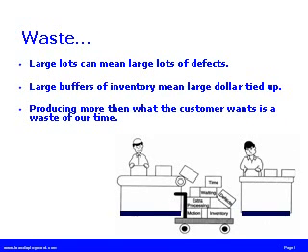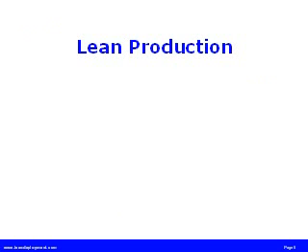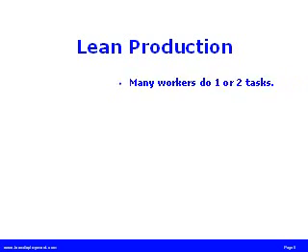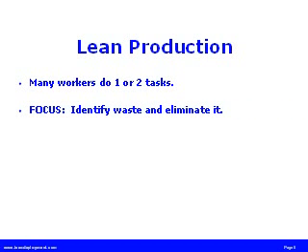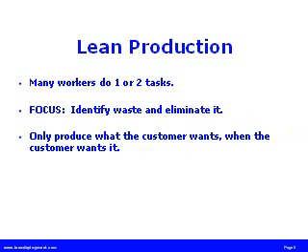Now what do we mean by waste in the mass production environment? Well, it means large lots can mean large lots of defects. Large buffers of inventory means large dollar tie-up. And producing more than what the customer wants is really a waste of time. So now we have lean production. Here, many workers still do one or two tasks. However, there's a change in focus. It's to identify waste and eliminate it. And we also only produce what the customer wants when the customer wants it.